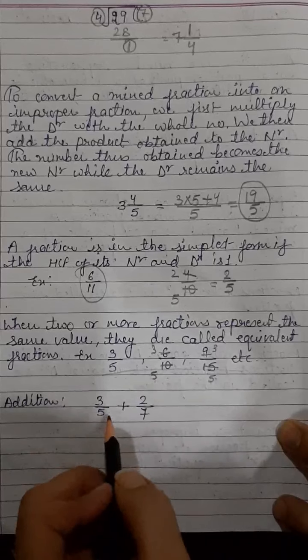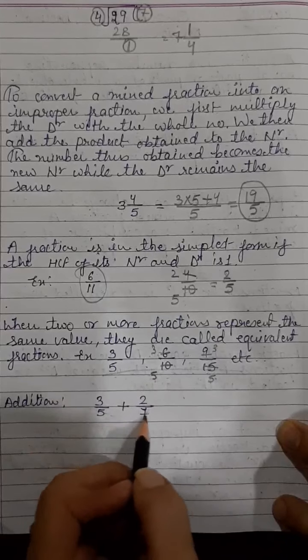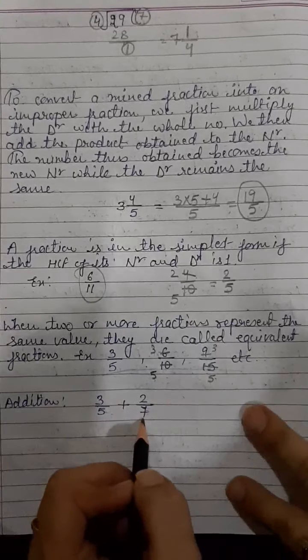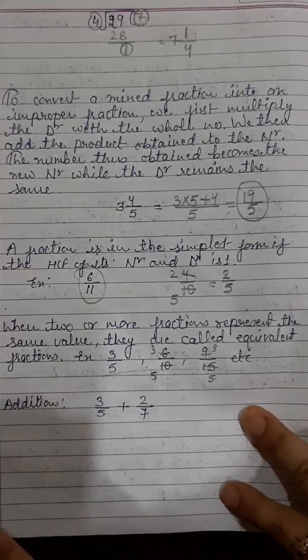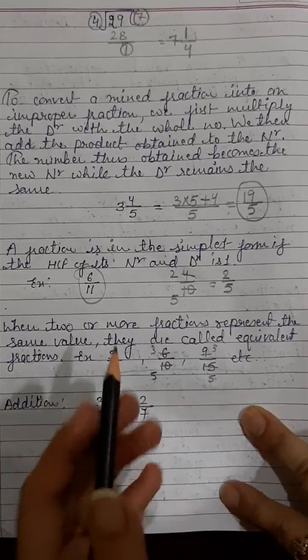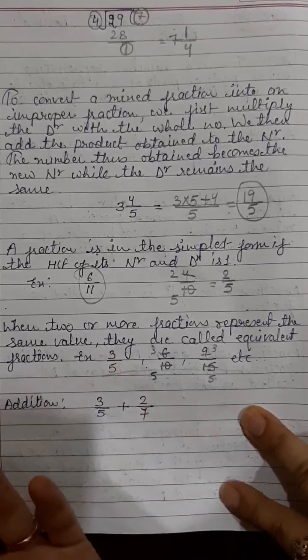Clear? If you have to add two fractions, in that case, if the denominators are same, then no problem, you have to just add the numerators and denominator remains the same.